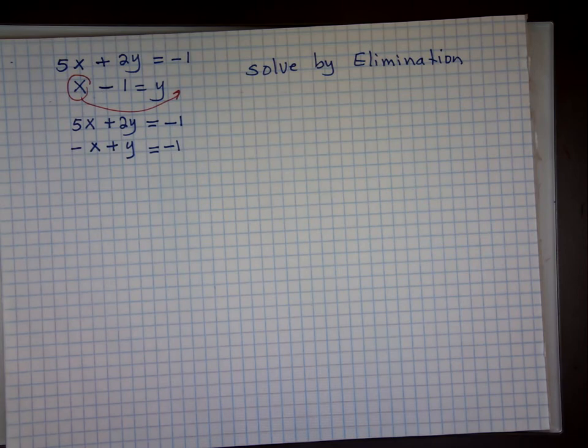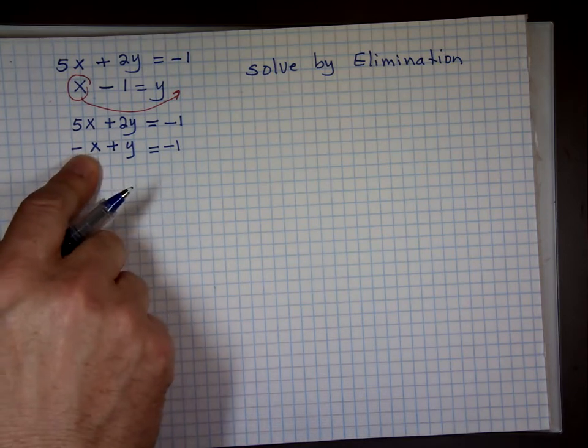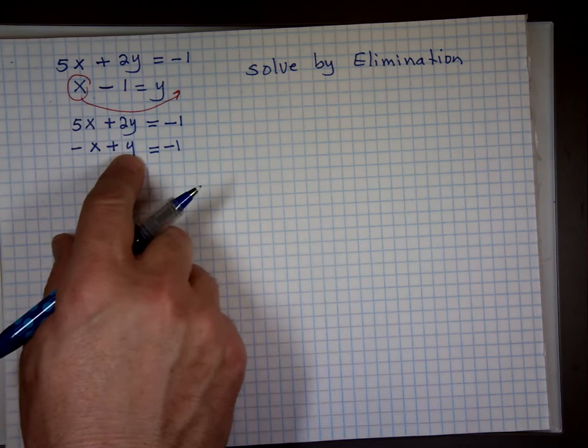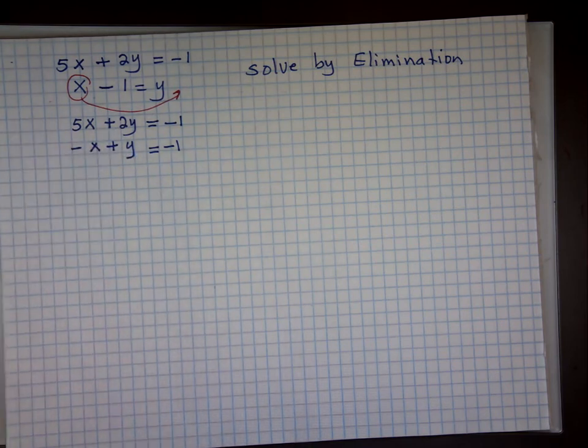And now you're going to decide which variable you want to cancel. Do you want to cancel x? Do you want to cancel y? If you want to cancel x, you need to make sure this number is what? Negative 5. If you want to cancel y, you want to make sure this number is what? Negative 2. So let me cancel x. No reason why I picked x.